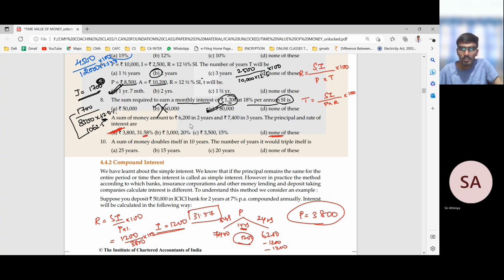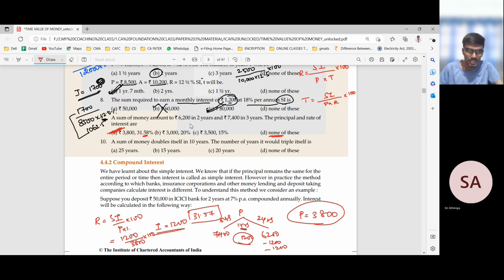10th question. A sum of money doubles itself in 10 years. In how many years will it triple itself? How are we going to find out? Any sum of money doubles itself in 10 years. If they say doubles itself in 10 years, doubles means 100 by R, and 10 years is given.